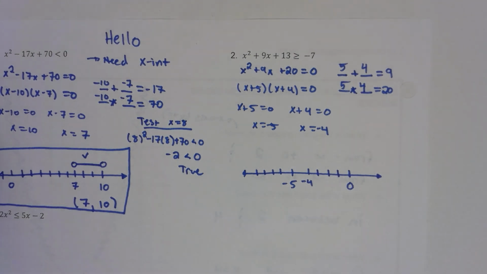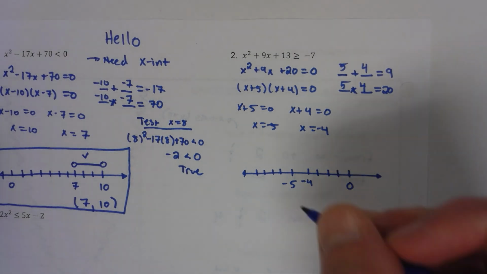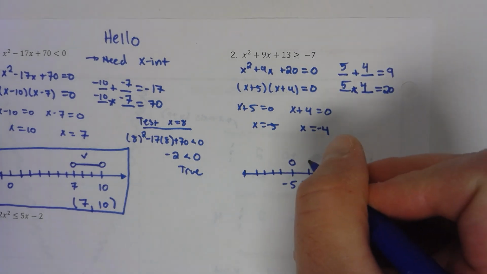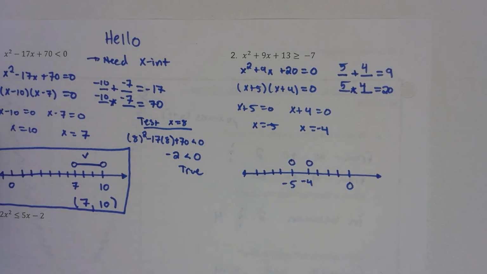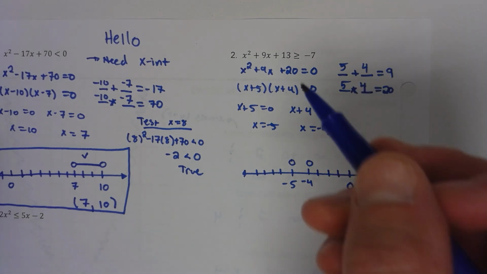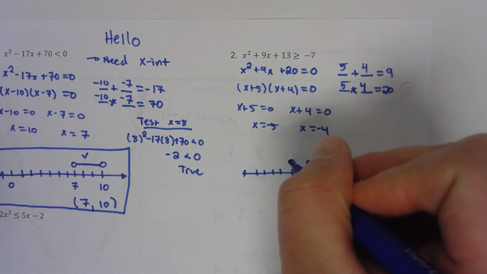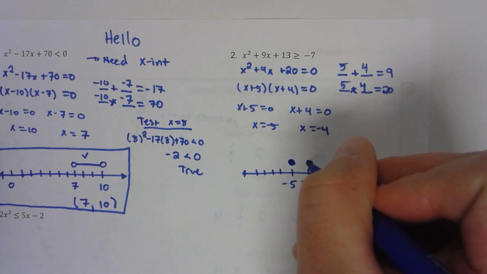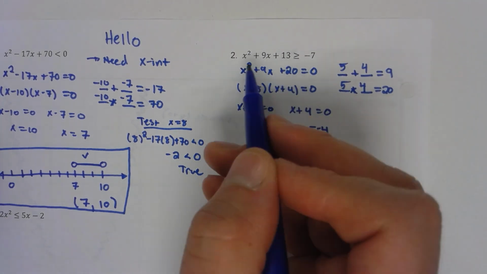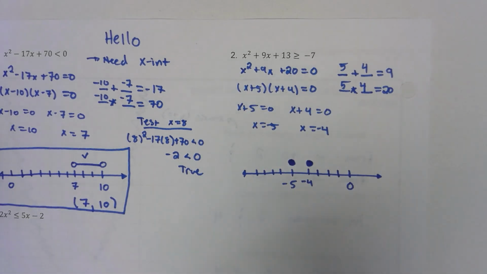On the number line, we're going to put the circles or the anchor points at negative 5 and negative 4. Are these anchor points filled in or left open? They're filled in, because of the equal to. So the greater than or equal to means that we are including the x-intercepts for when we describe this quadratic graph being greater than or equal to negative 7.